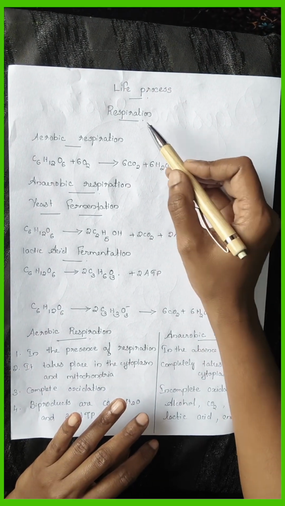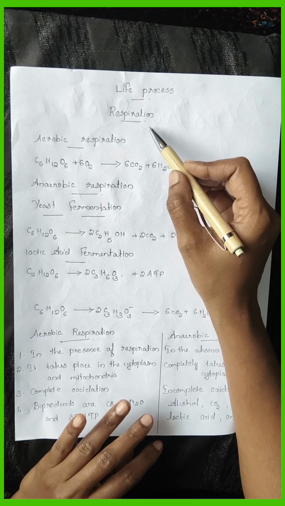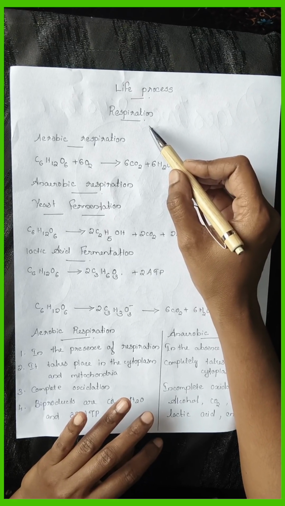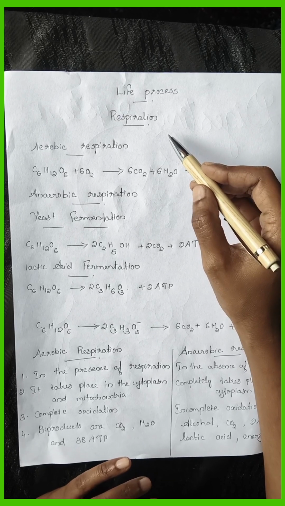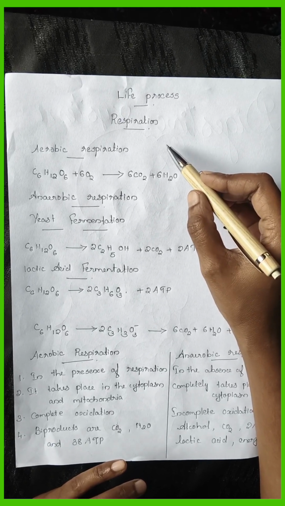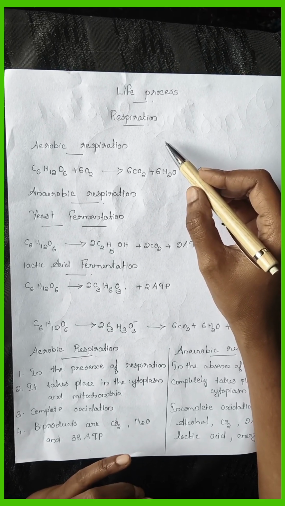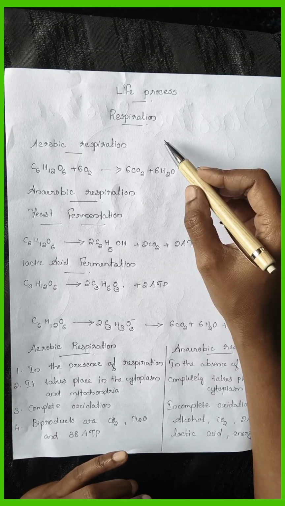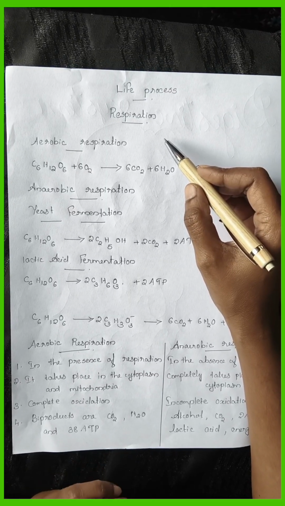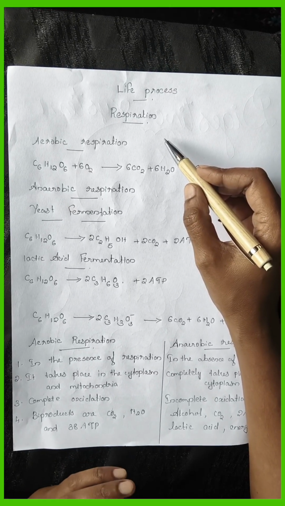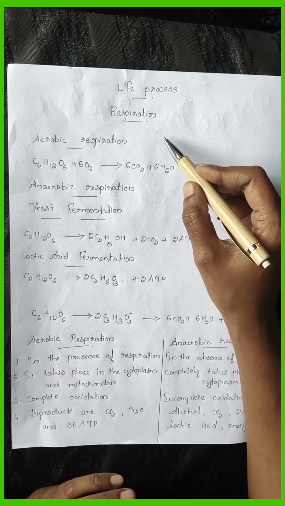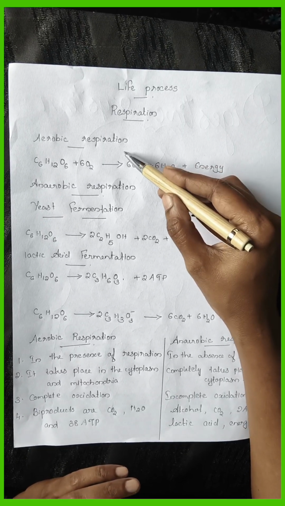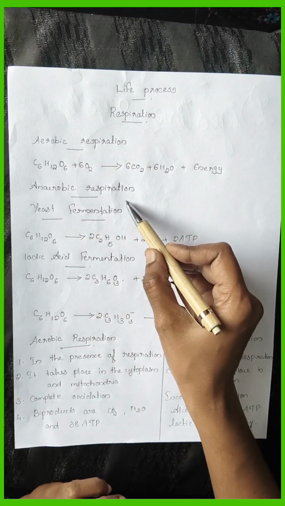What is respiration? Respiration is the process where energy is released by the oxidation of food, along with carbon dioxide and water. So respiration is the process of release of energy. We get energy with the help of respiration. Here we are going to study two different types of respiration: aerobic respiration and anaerobic respiration.